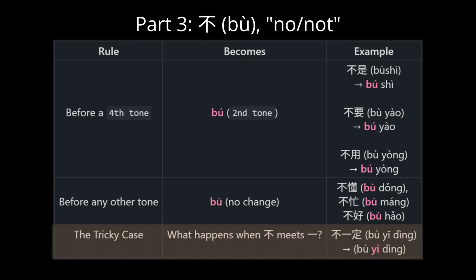So what happens when bu meets yi? Let's look at 不一定. First, look at yi ding. Since ding is a fourth tone, yi changes to yi, so we have yi ding. Now the bu is followed by the new sound yi, which is a second tone. The rule for bu is that it only changes before a fourth tone. Since it's now before a second tone, it stays bu. So the whole phrase is pronounced bu yi ding. It's a chain reaction.